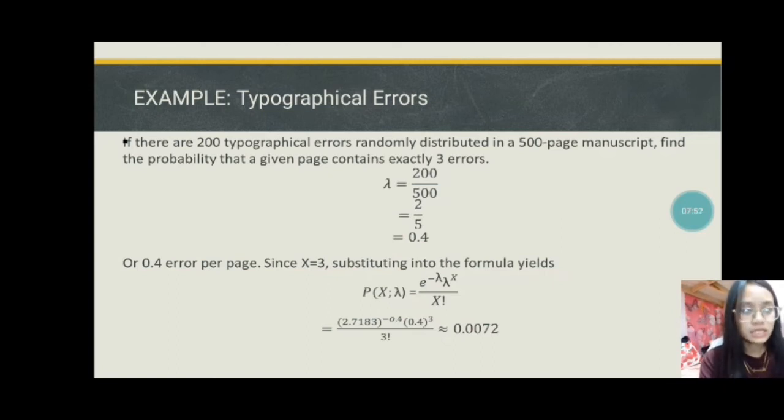0.4 errors per page. Since x is equal to 3, substituting into the formula yields the probability of x occurrences given lambda is equal to e to the minus lambda times lambda to the x over x factorial, which is equal to 2.7182 to the power of negative 0.4 times 0.4 to the power of 3 over 3 factorial, which is approximately equal to 0.0072. Thus, there is less than a 1% chance that any given page will contain exactly 3 errors.